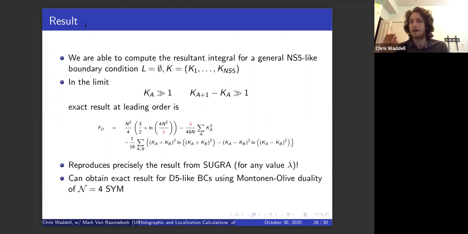Another point that I should mention is that although we considered only NS5 type boundary conditions in order to compute this partition function and thereby compute boundary F, in general, we can just use S-duality in order to determine what the expression should be for a D5 type boundary condition.